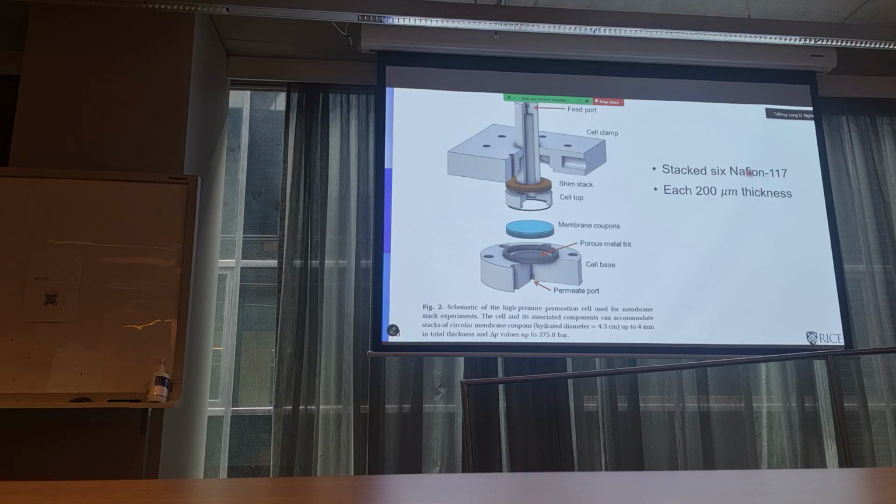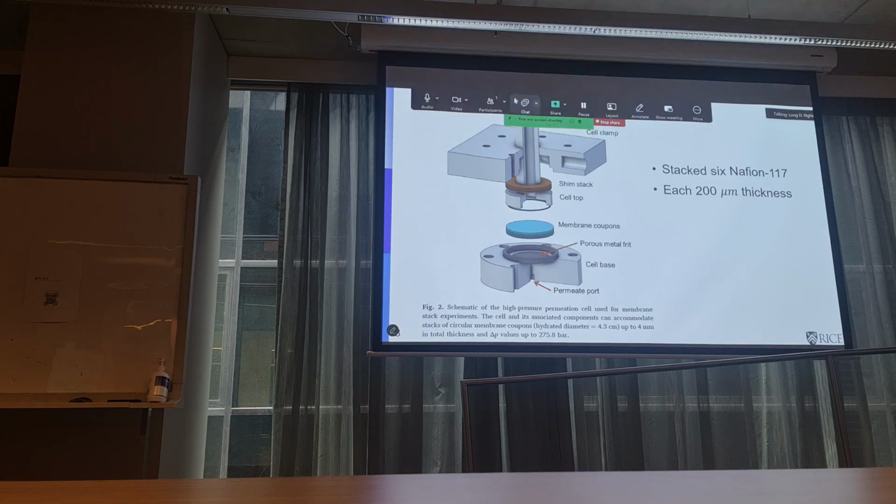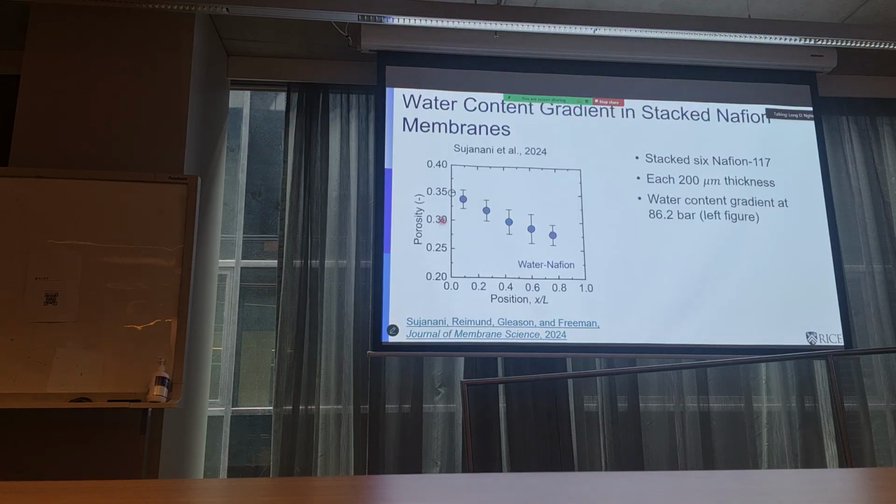6 stacked Nafion. Nafion is an ion exchange membrane. They stack them here, then measure the water flux going through the membrane, stop it, and immediately measure the water content gradient. And they found this water content gradient of this stack, more like the one found by Rosenbaum and Cotton in 1969.